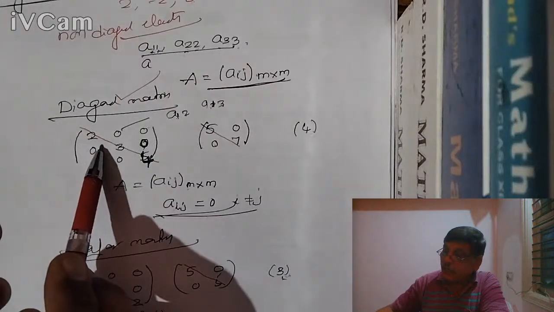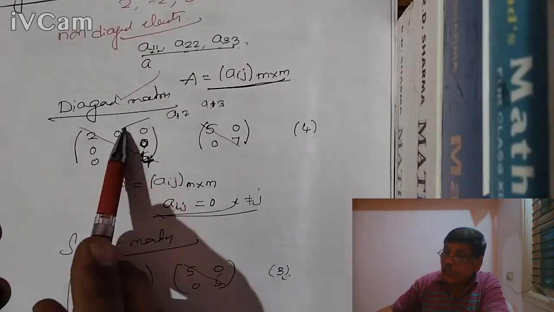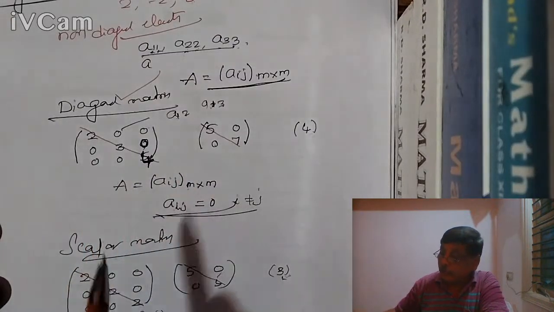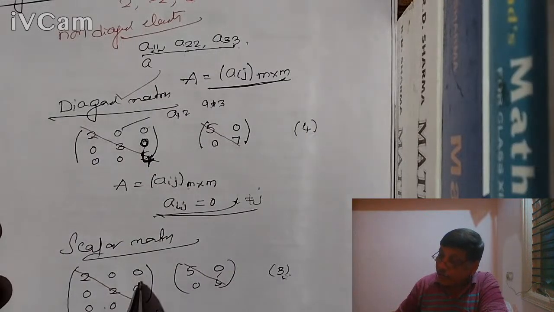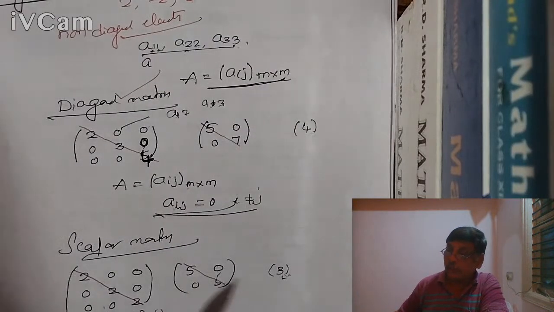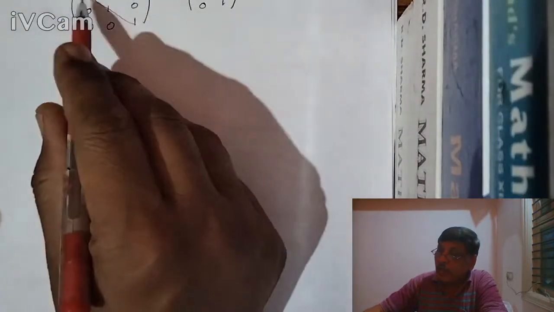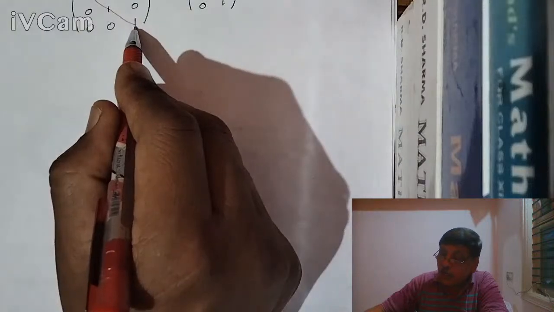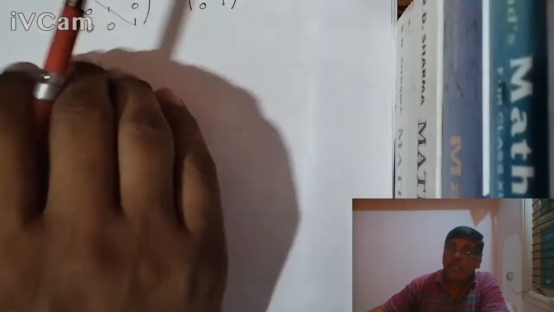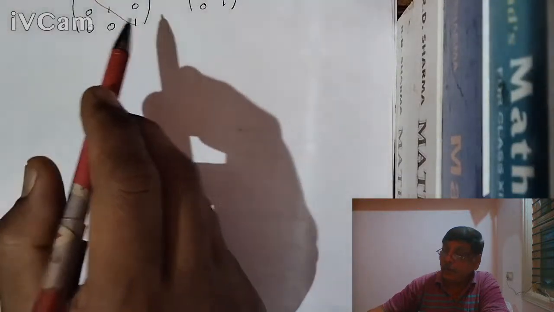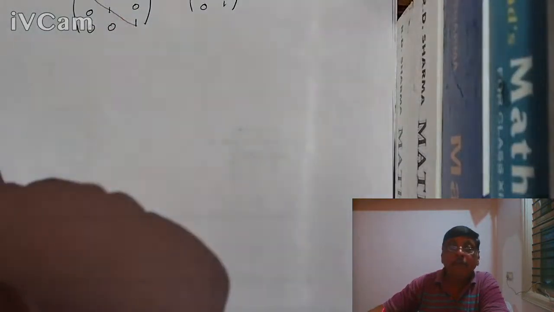Whereas in the diagonal matrix, only the non-diagonal elements are zeros. Yes or no? Whereas in a scalar matrix, non-diagonal elements are zeros and diagonal elements are equal. Here non-diagonal elements are again 0 and diagonal elements are equal, but they are unity. Such a type of matrix is said to be an identity matrix. Got it? So this is an example of an identity matrix.